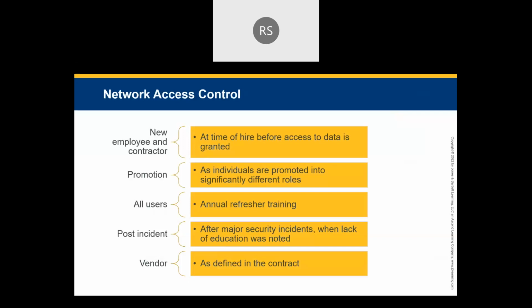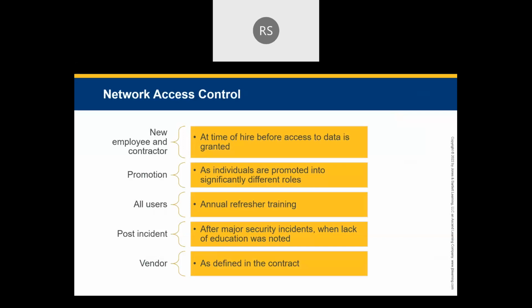Network access control. This is an essential component of an organization's security framework. It helps to ensure that individuals have appropriate access to the network resources based on their roles and responsibilities. Now, some key points regarding network access control in a couple different scenarios.